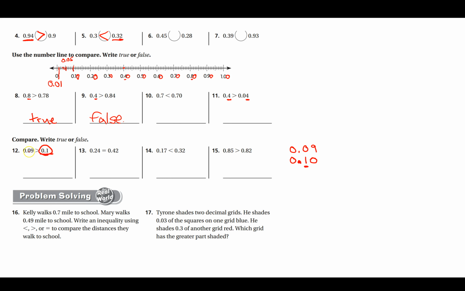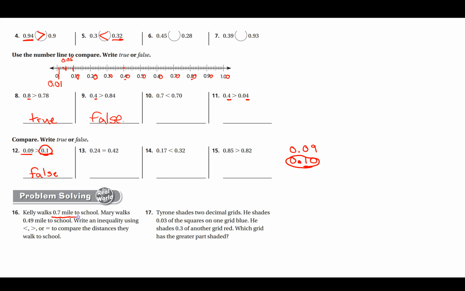But this sign is saying that this number is bigger, so this is false. That is not true. We found out that the number with the 1 in the tenths place is the larger number, and this is showing the greater than sign pointing towards the 9 hundredths. Okay. All right, you're going to use the same strategy that we used over here to do 13, 14, and 15 as well. All right, let's jump down to number 16.